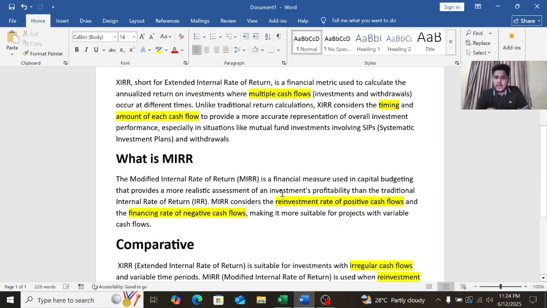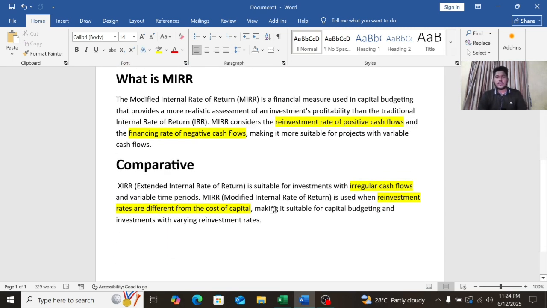It's also a financial measure used in capital budgeting that provides a more realistic assessment of an investment's profitability than the traditional internal rate of return. MIRR considers the reinvestment rate of positive cash flow and the financing rate of negative cash flow. If cash flows are negative, we calculate the financing rate we pay to finance, and if positive, we calculate the opportunity as the reinvestment rate. If we compare both, XIRR is suitable for investments with irregular cash flow and variable time periods, and MIRR is used when the reinvestment rate is different from the cost of capital.